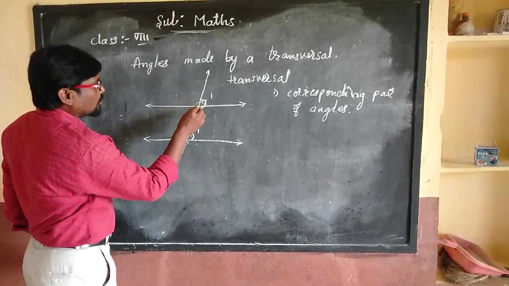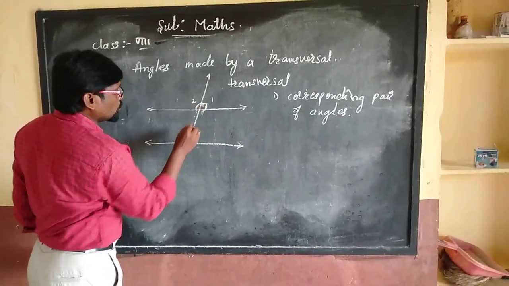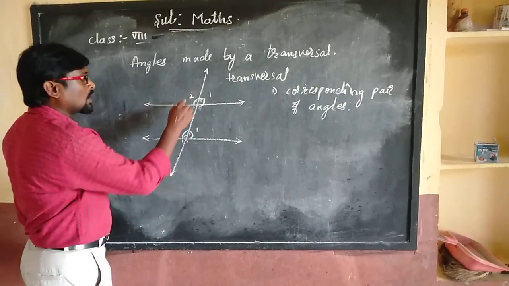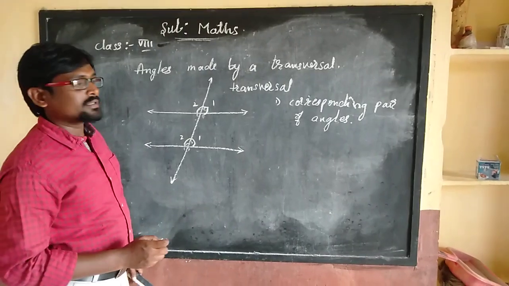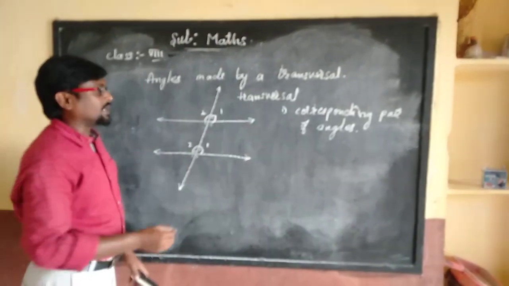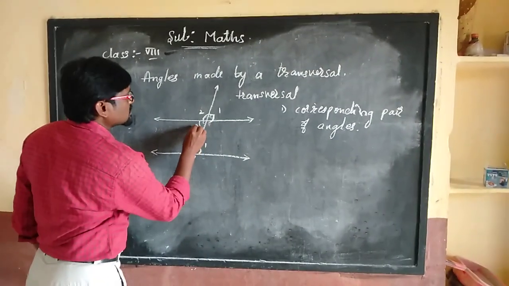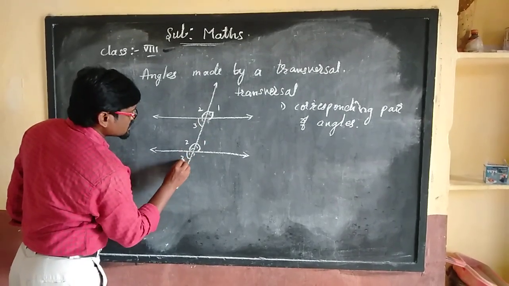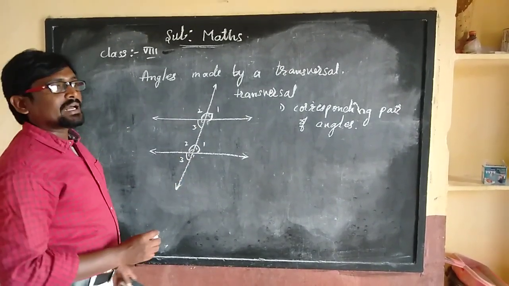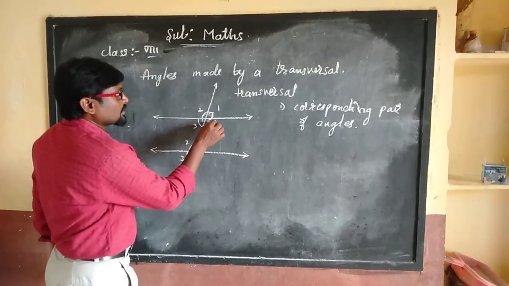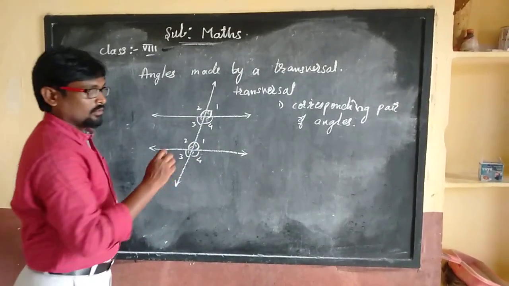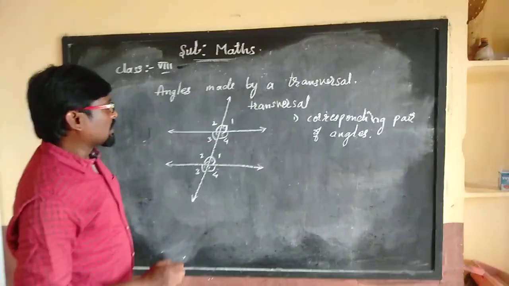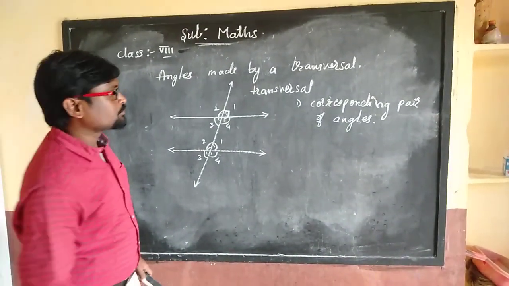So the other one also, this angle number 2 and this angle number 2 are also in the same way the corresponding pair of angles facing towards the upper side. This angle which is facing downside and this are again a corresponding pair of angles. Another angle, that is the 4th pair, this angle is also in a corresponding pair of angles.